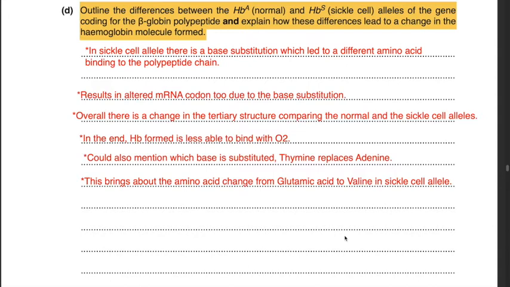Well, a base substitution results in an mRNA codon being altered. Then it affects the resulting amino acid binding to the polypeptide chain. So the amino acid is changed from glutamic acid to valine in the sickle cell allele. This is due to the base substituted, which is thymine replacing adenine. Then in the end, there is a change in the tertiary structure of the polypeptide formed when you're comparing between the normal and the sickle cell alleles. In the end, hemoglobin formed is less able to bind with oxygen.